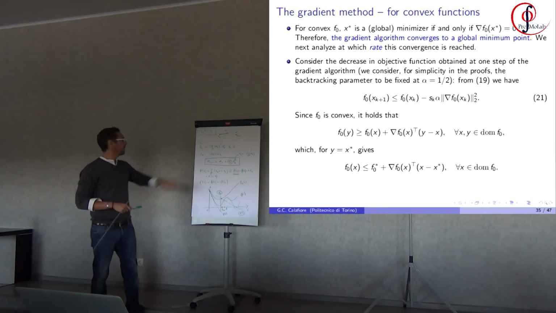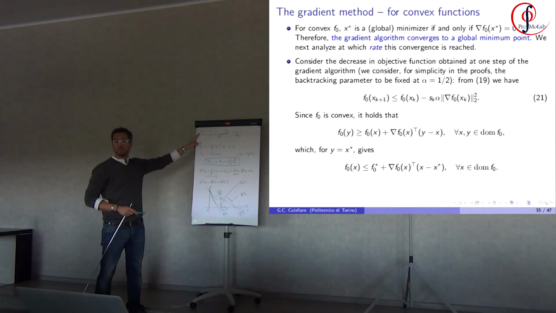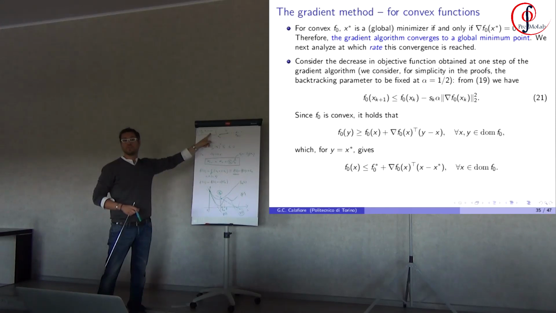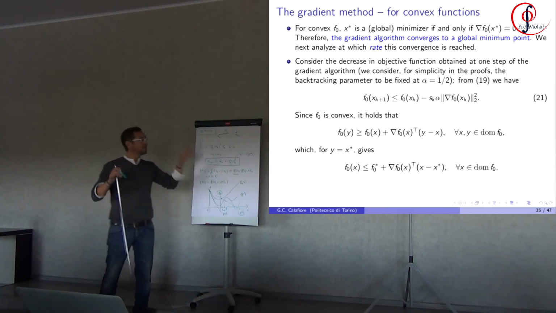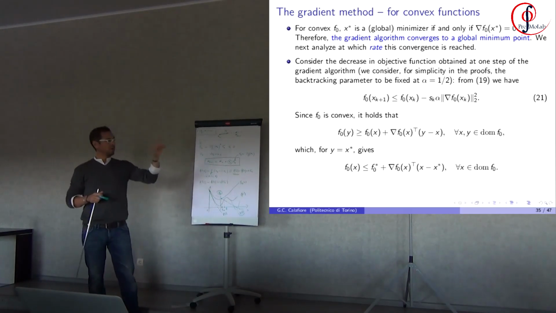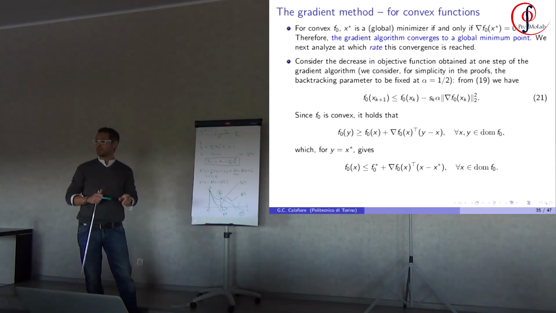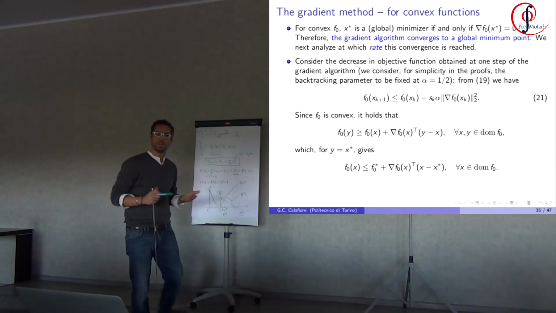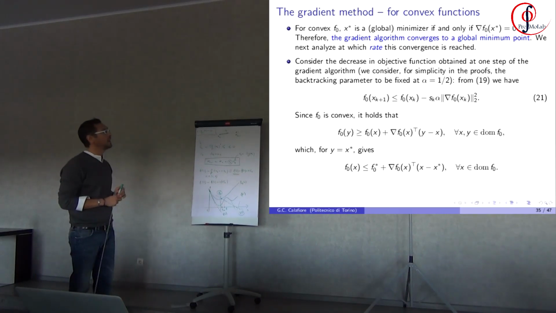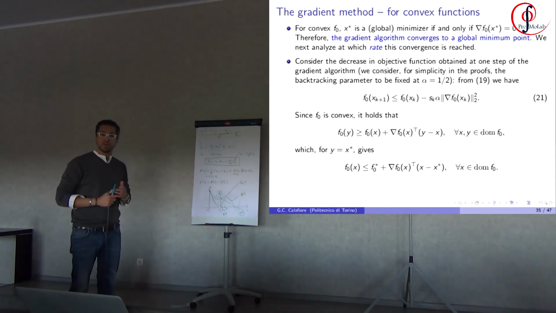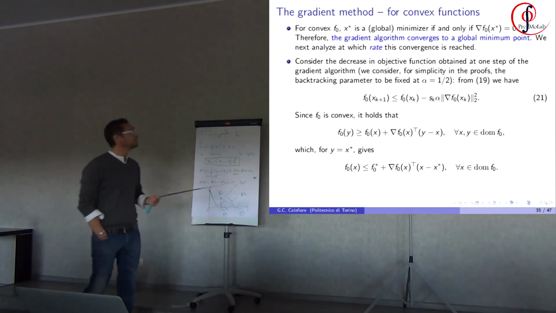Why? Because for a convex function, the condition that the gradient is 0 is necessary and sufficient for a point to be a global minimum. So already without any further analysis, for convex functions we converge to a global minimum, not only to a stationary point, simply because all stationary points are global minima for convex functions. But we can actually obtain something more on the speed of convergence of the method for convex functions.